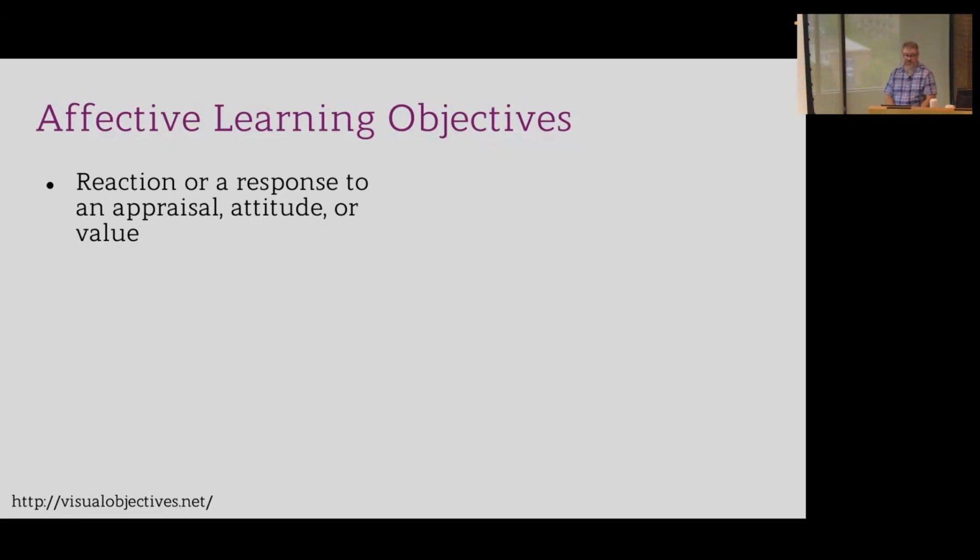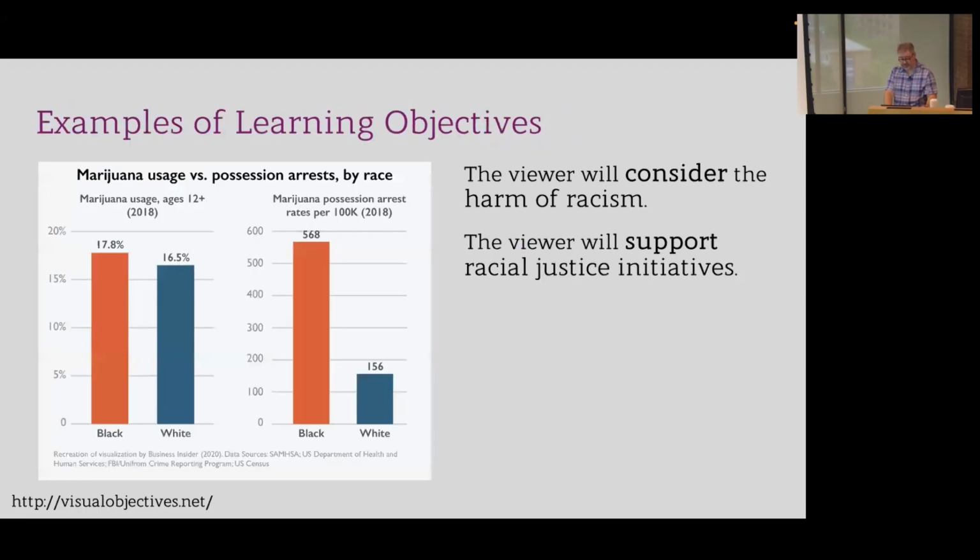So just like you have cognitive things that you might want to impact, you probably have affective things. You want to change people's minds about things: appraisal, attitude, or values. For the same visualization, these are not cognitive, these are affective changes I want you to have. The viewer will consider the harm of racism. The viewer will support racial justice initiatives. These are affective objectives, more related to emotion rather than cognition.